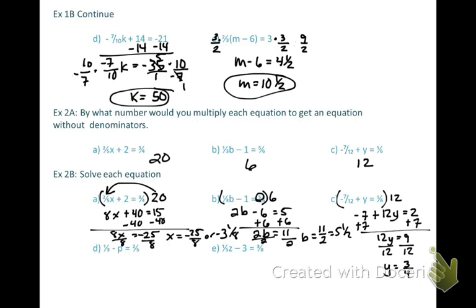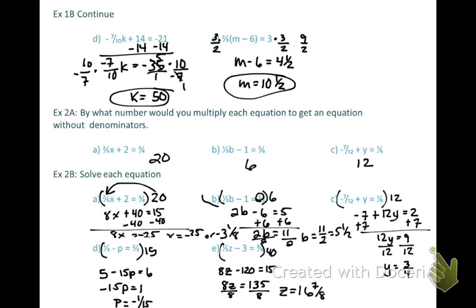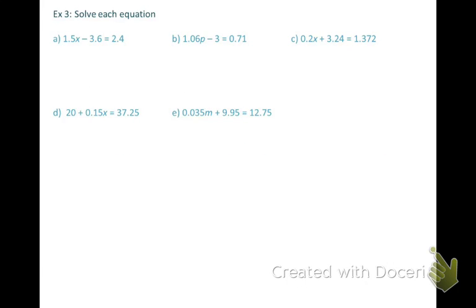I'd like you to try D and E all by yourself. Put me on pause. Have fun. Okay, so here's your answers. P equals negative 1/15 and Z equals 16 7/8. Make sure you got it right. Don't be wrong.